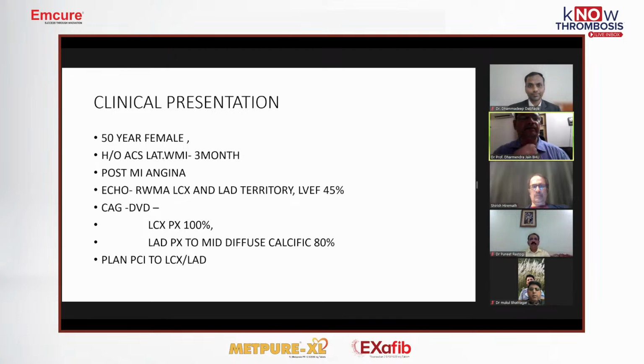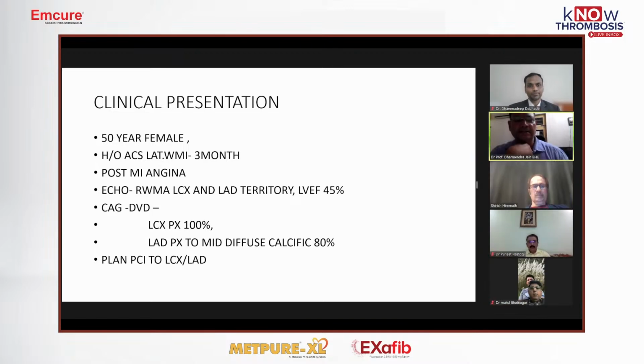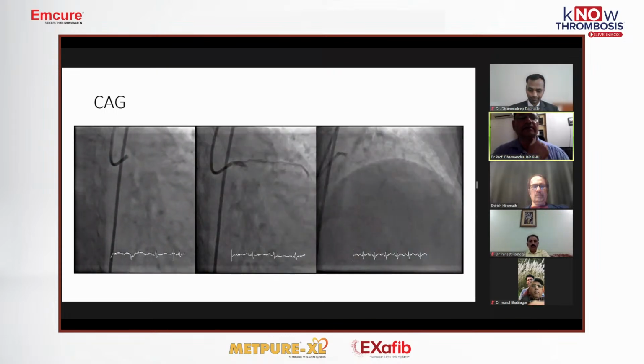This was a clinical 50-year female, lateral wall MI 3 months back, post MI angina, echo was having RWMA, LCX and LAD territory, EF was 45, and it was having double vessel disease. LCX proximal 100% ACS infarct-related artery, and LAD was proximal to mid diffuse calcific 80%, and plan was PCI to LCX plus minus LAD. This was the angiogram.